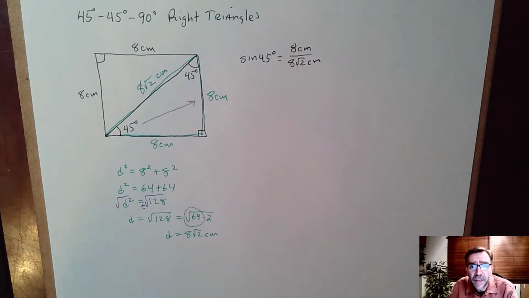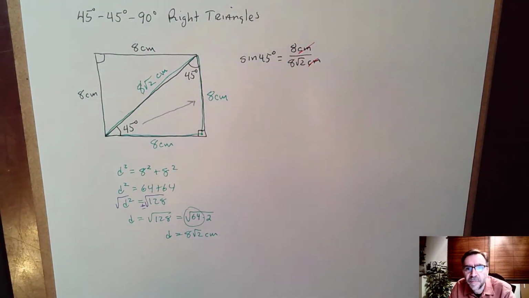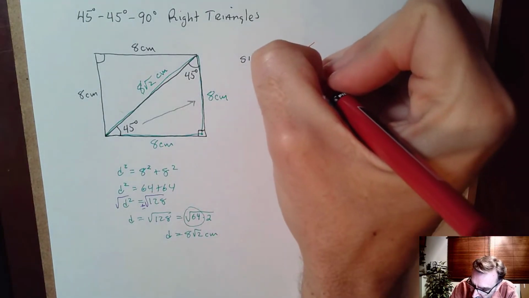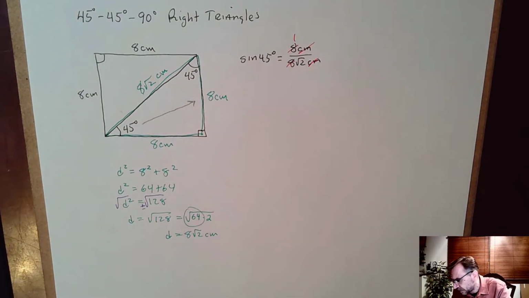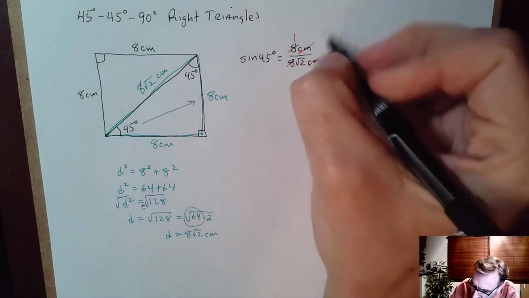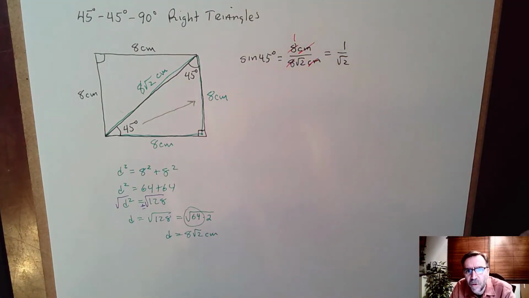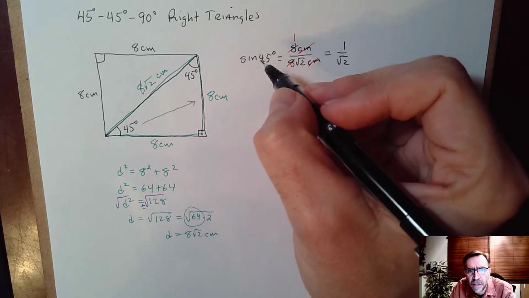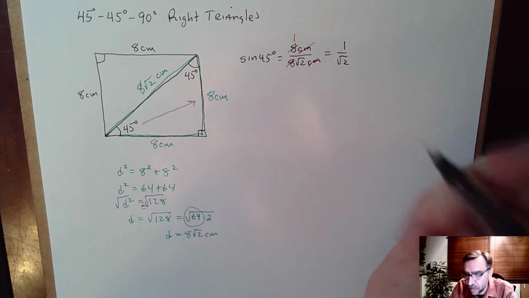Notice two things. Number one, the units cancel. So trig ratios are actually unitless. And also here, this factor of 8 cancels, and that leaves me with a 1 on top in the numerator. And we have 1 over root 2. So 1 over root 2 is the trig ratio that's associated with sine of 45 degrees.